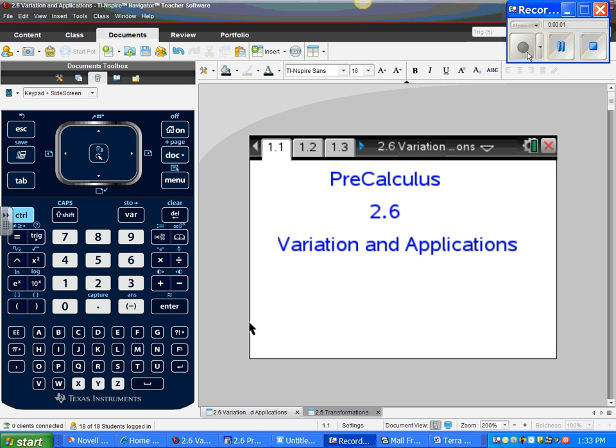Okay, so this is from Mrs. Cucci's Pre-Calculus College Now class. Today we are on lesson 2.6, and we're going to be talking about variation and applications. Now, we talked about variation last year with direct and inverse variation, so we're just going to expand on that.